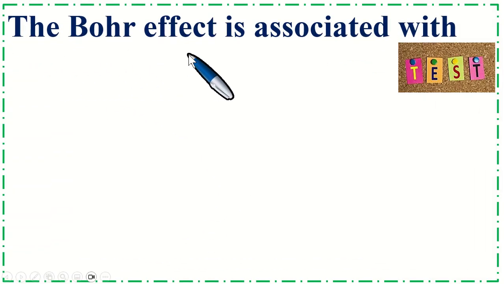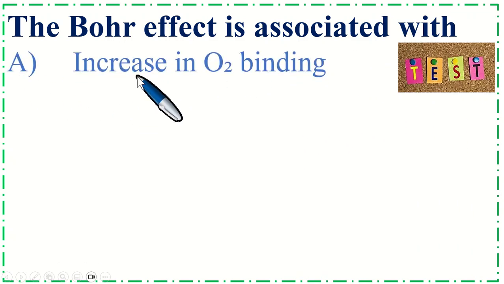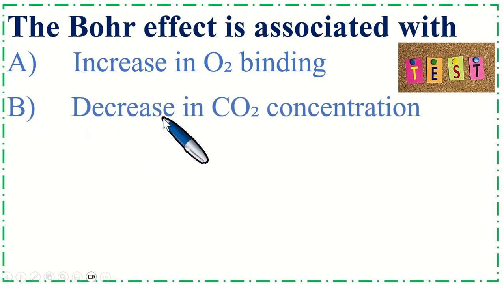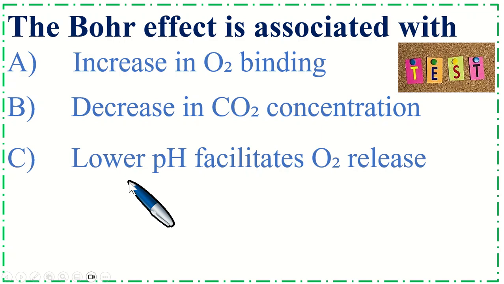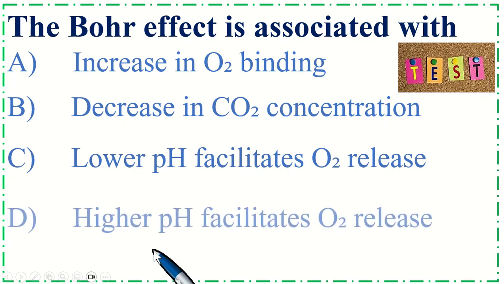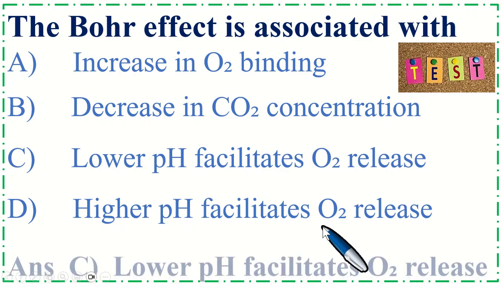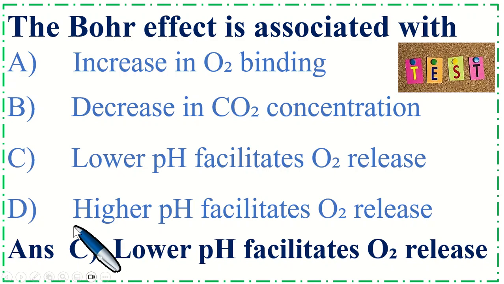The Bohr effect is associated with option A, increase in O2 binding, B, decrease in CO2 concentration, C, lower pH facilitates O2 release, and option D, higher pH facilitates O2 release. So the correct option is C.